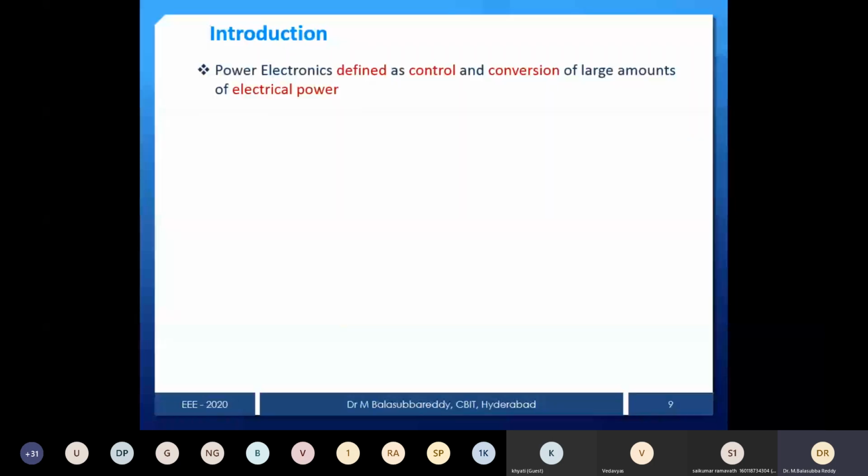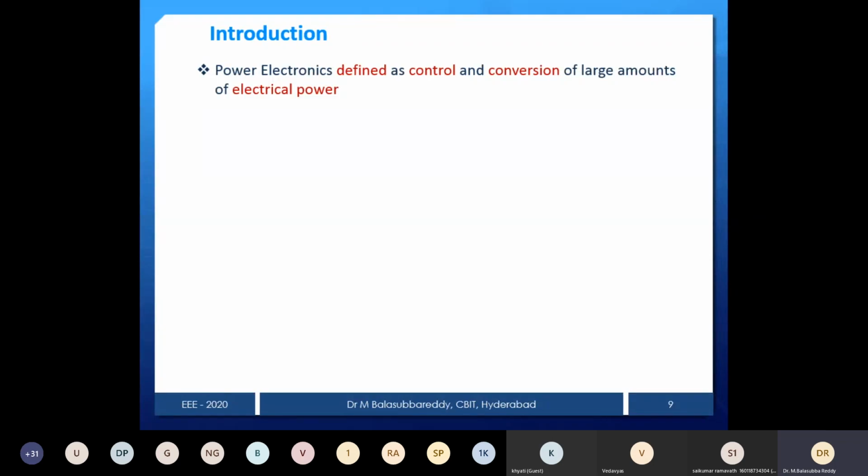Now we'll see the introduction. These are all about your syllabus, what you are going to study in this course. And here is the definition of power electronics. If anybody asks you to define power electronics, based on your whole syllabus, you can observe that everything is about control and conversion. So that is your definition.